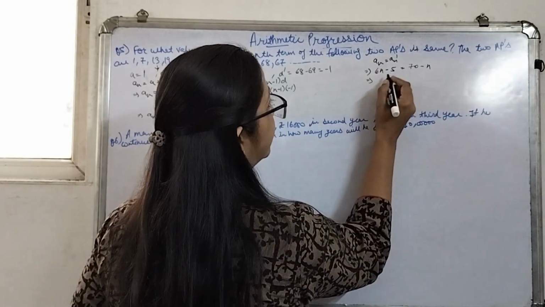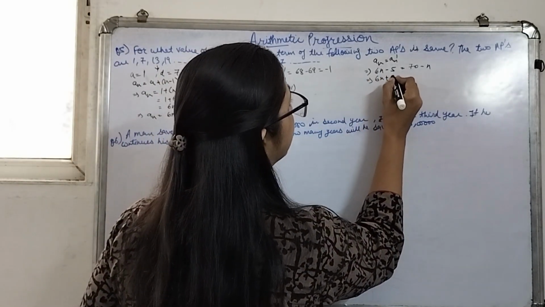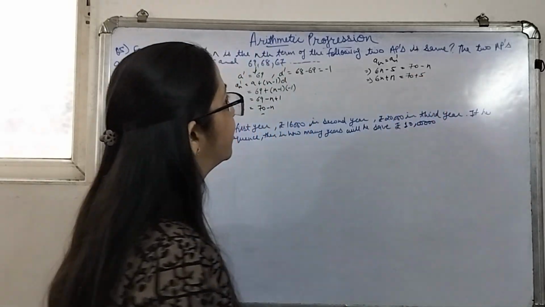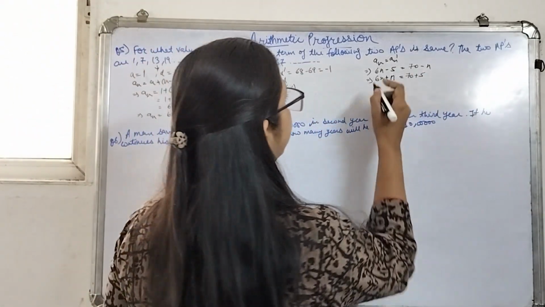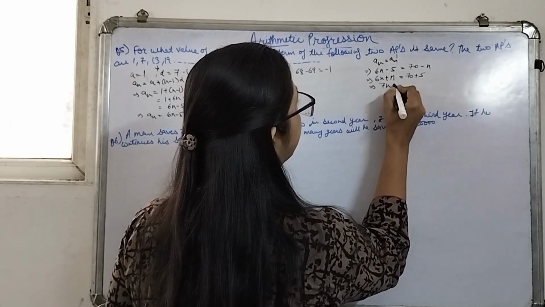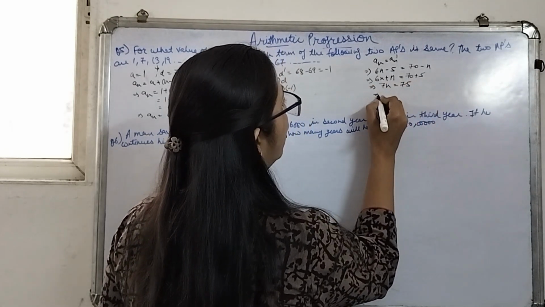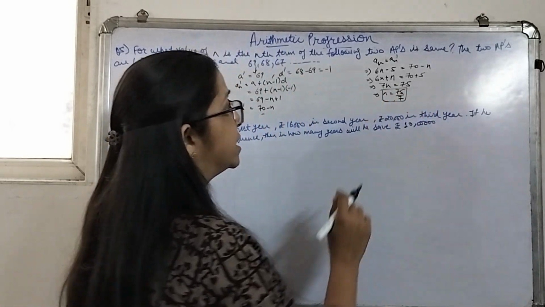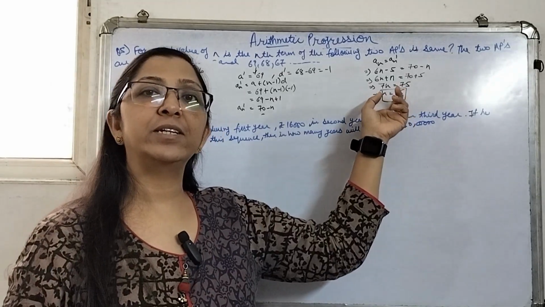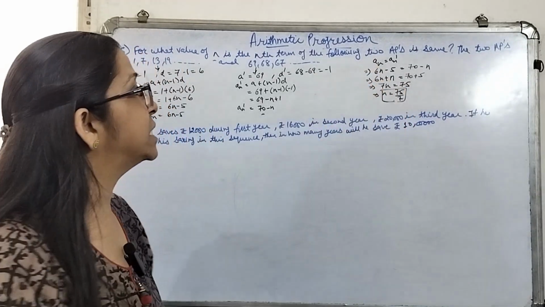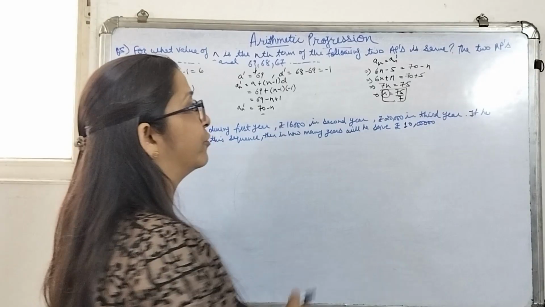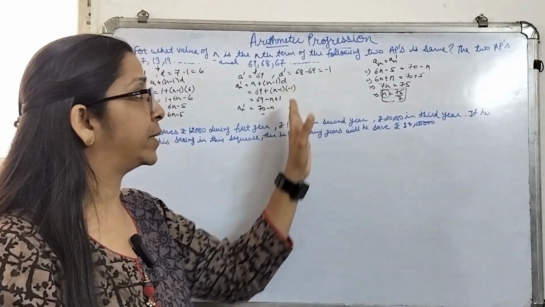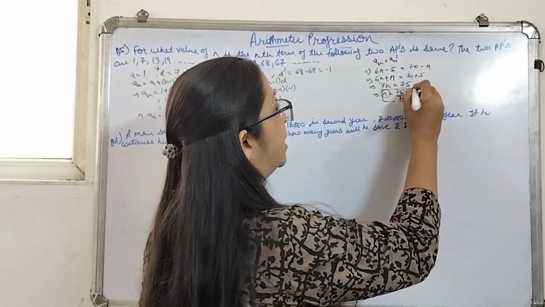If we solve it further, it will be 6n plus n equivalent to 70 plus 5. If we solve it, 6n plus n will become 7n, equivalent to 75. Or we can say n is equivalent to 75 upon 7. Now we can see that 75 upon 7 is not a natural number. That means there is no value of n for which the nth term of this AP will be equivalent to the nth term of this AP. It is not possible because it is not a natural number.